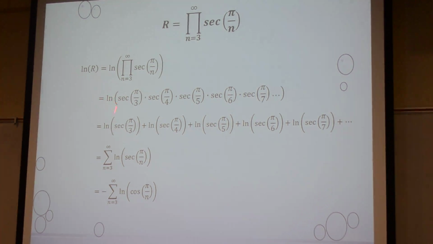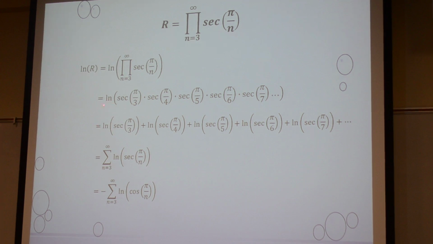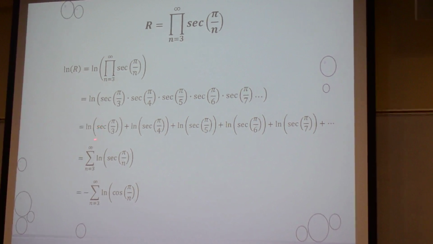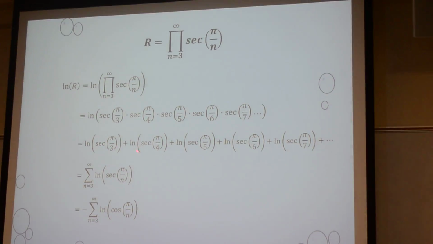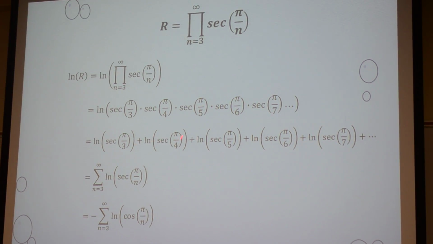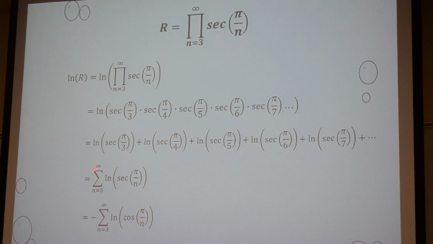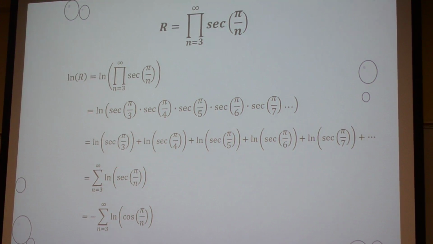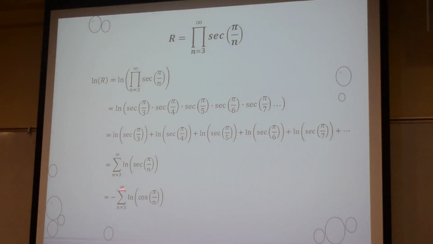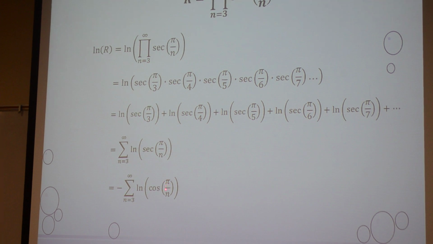It will give me the natural log of secant pi over 3 multiplied with secant pi over 4. You're going to use the property of the natural log, which becomes natural log of secant pi over 3 plus natural log of secant pi over 4, and so on. It will give me the summation of the natural log of secant pi over n. I usually change whatever secant or cosecant to sine or cosine, so I would write the summation as the negative summation of natural log cosine of pi over n.